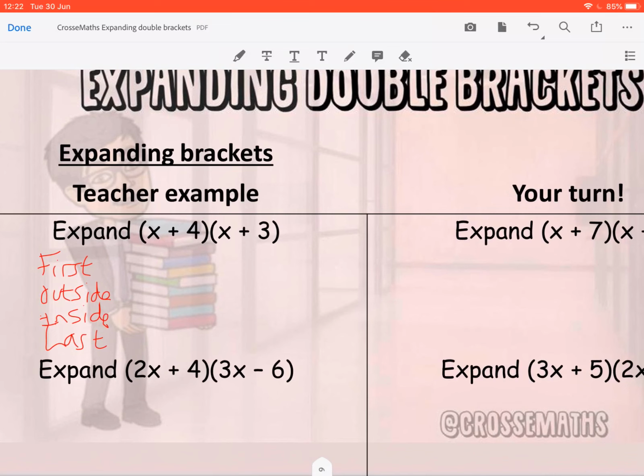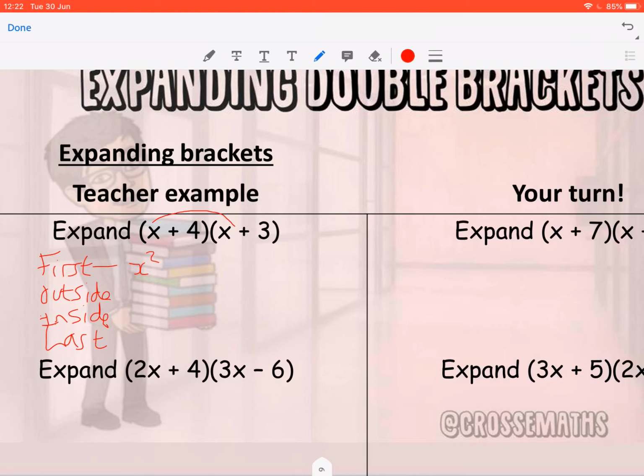But when you're learning, write the word FOIL out and follow these steps, because it will help. By first, I mean the first two numbers or letters in both brackets, the ones furthest left in each bracket, which are the x and the x. X times x is just x squared.